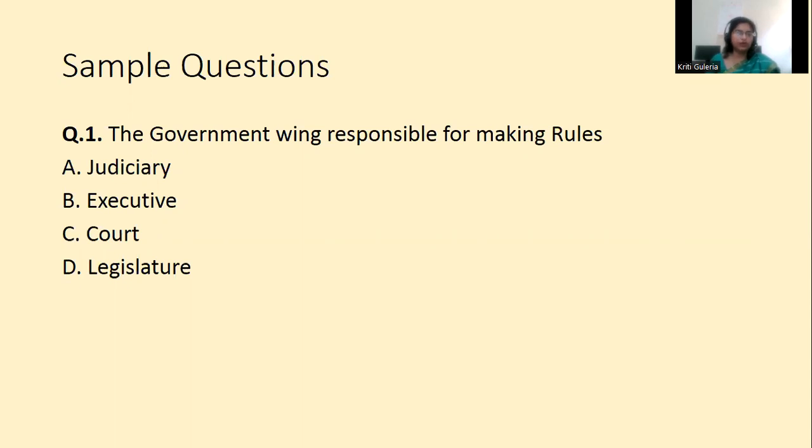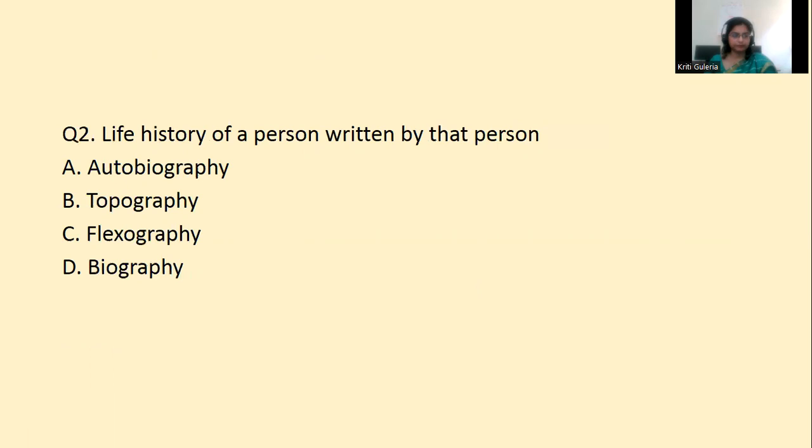what will be the one word answer for the government, which is responsible for making rules? So the answer would be, one who makes rule is legislature, right? So you have to be very clear, and this is coming from the type of government, and the one word substitution will be legislature under this case.